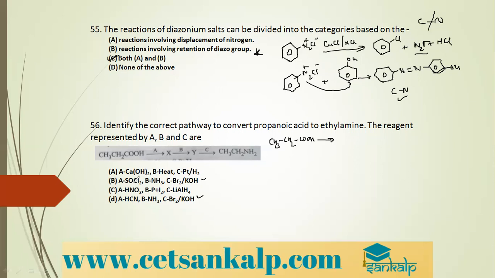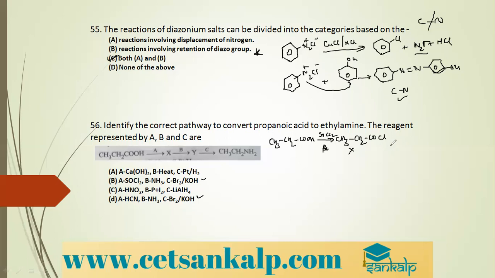So if you take SOCl2, what happens? The OH group gets converted to chlorine. And here if you take HCN, nothing will happen. So let us see this reaction first. SOCl2 gives CH3CH2COCl. Okay, we get acid chloride. So this is reagent A and this is product X.